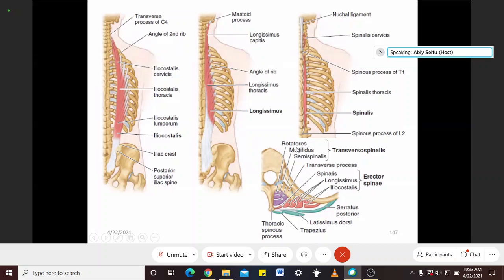The multifidus muscle is especially developed on the inferior or lumbar regions. Otherwise, it is difficult to identify on the cadavers, and it is found deep in the group between the spinous process and transverse process.